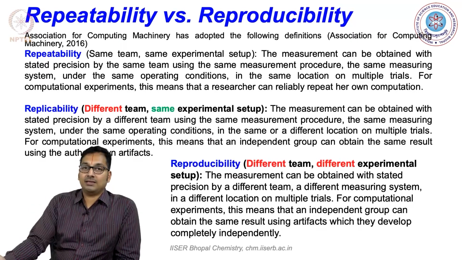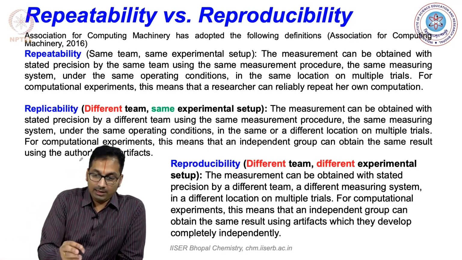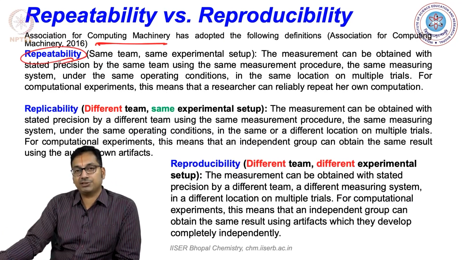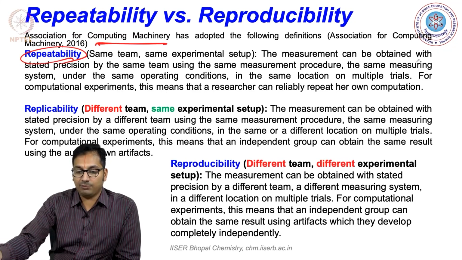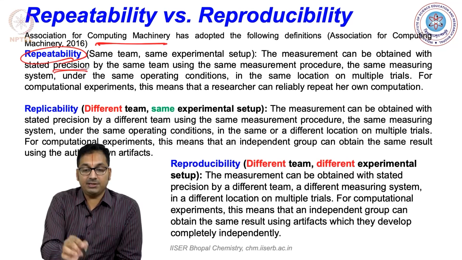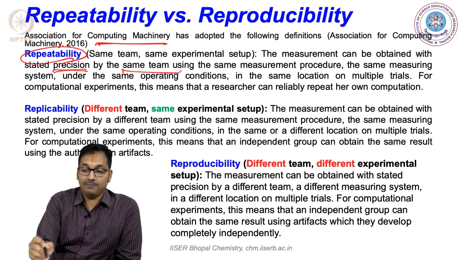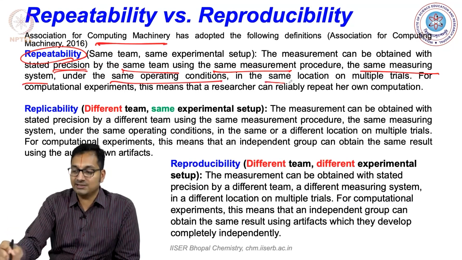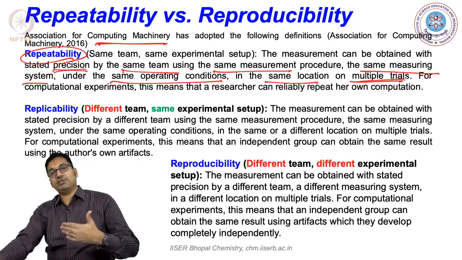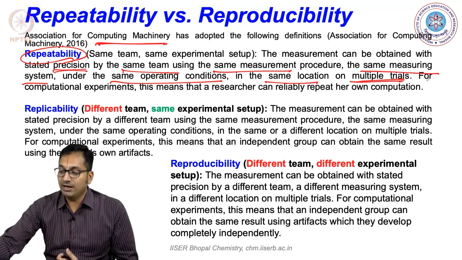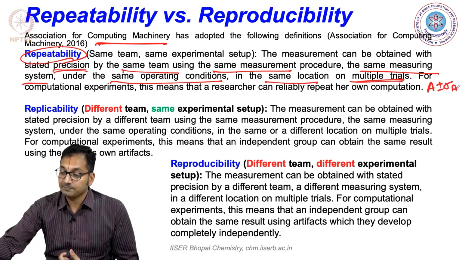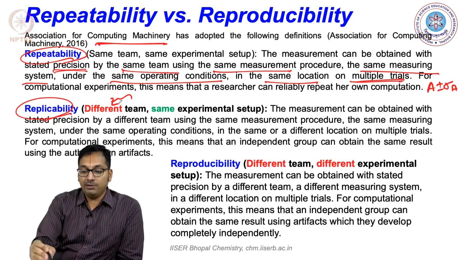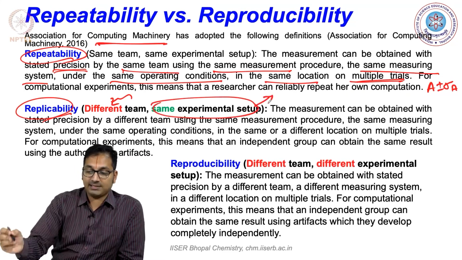A similar rigorous definition is also given by the Association for Computing Machinery, where repeatability is the same definition as we gave before. That is, the measurement can be obtained with stated precision. Precision here is the uncertainty in the measurement, but the same team using the same measurement technique, using the same measuring system under the same operating conditions in the same location on multiple trials, meaning that the same person repeats it multiple times and you get something like an average and standard deviation. On the other hand, reproducibility is one where a different team does the experiment but under the same experimental conditions as above.